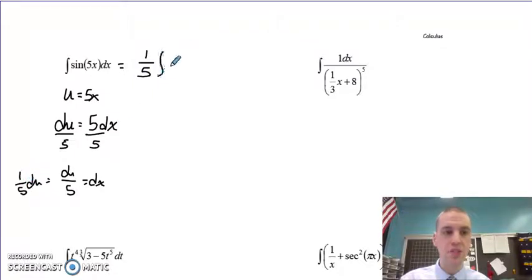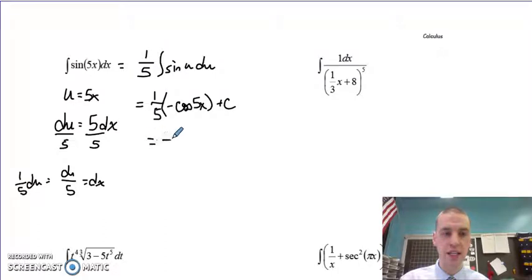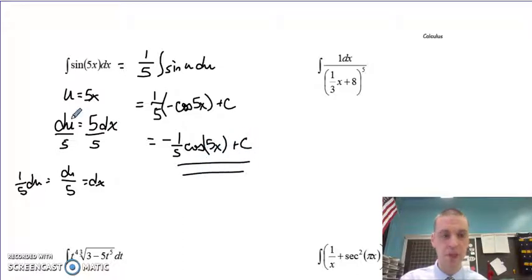Okay? The integral of sine u du. Now, dx equaled 1/5 du. I brought the 1/5 out in front and then substituted the dx with the du. So now I can say that equals 1/5 times negative cosine u. Well, I can plug right back in 5x plus c. I'm going to get negative 1/5 cosine 5x plus c. Done. The key here is to know that you divide by 5 to bring that 1/5 out in front.